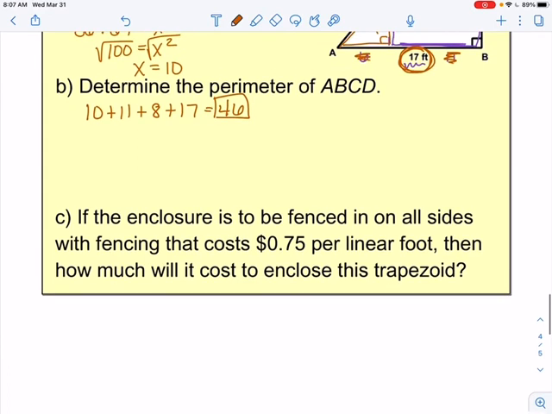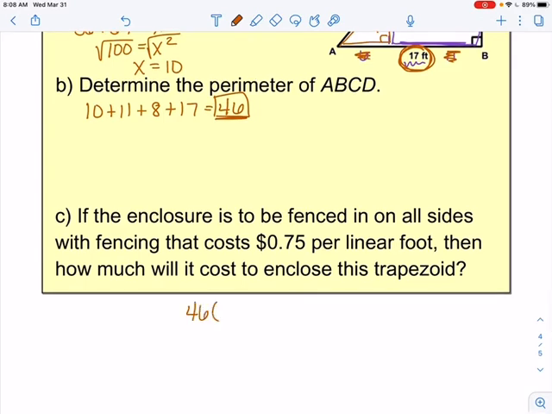Okay. Last part of this question: if the enclosure is to be fenced in on all sides with fencing that costs 75 cents per linear foot, how much will it cost to enclose this trapezoid? Okay, so very simply, if the whole perimeter is 46 feet and each foot costs 75 cents, all I'm going to do is multiply the 46 feet times the cost, which is 75 cents.